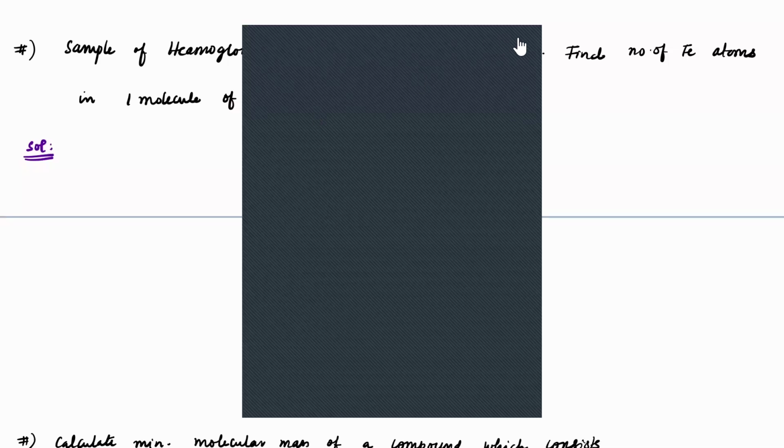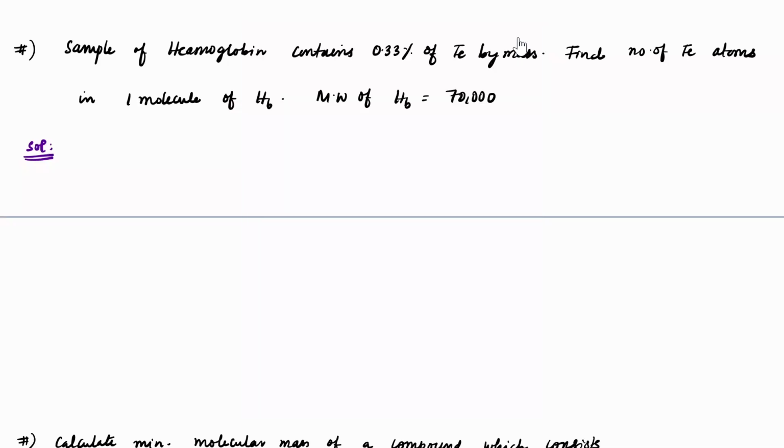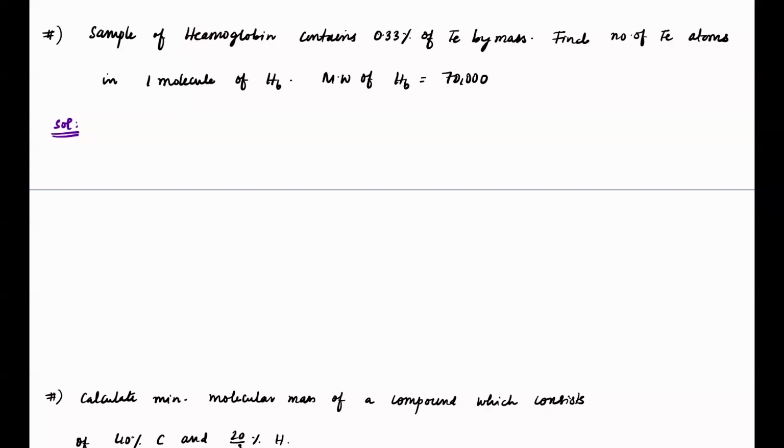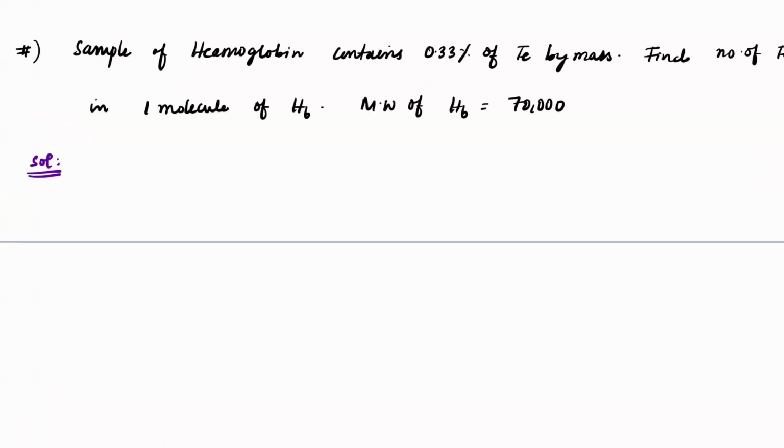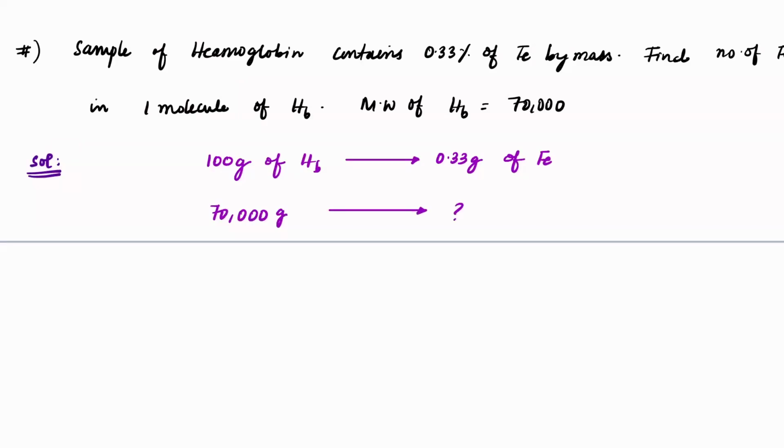Right there, that's correct. Others, finish it, because others must have got the earlier question. So you can see if you have 100 grams of hemoglobin, it does contain 0.33 grams of iron. This much will be iron present. And now you have been given the molar mass as 70,000 grams. So for that, how much will be the mass of iron present?